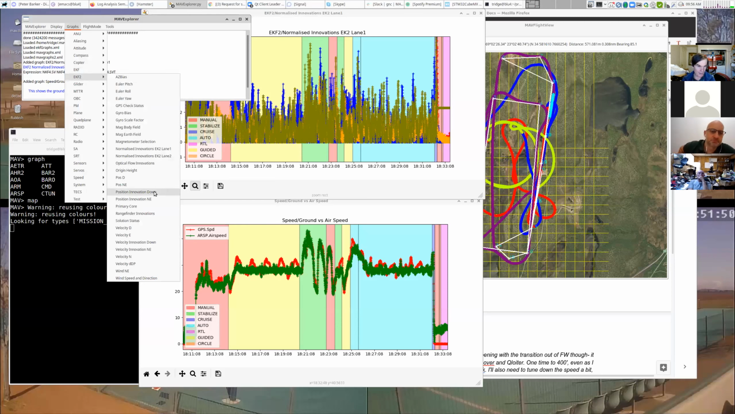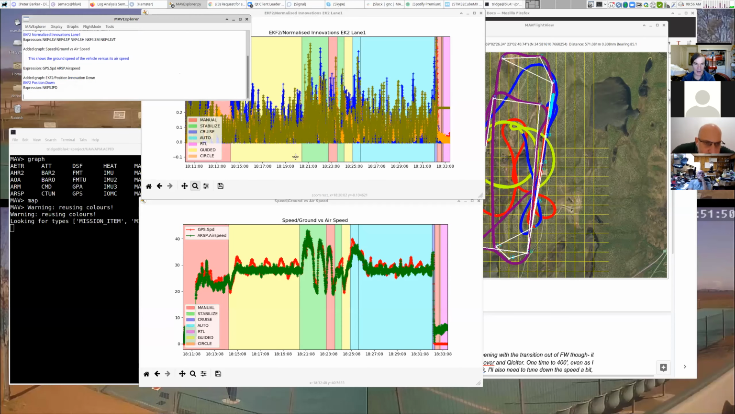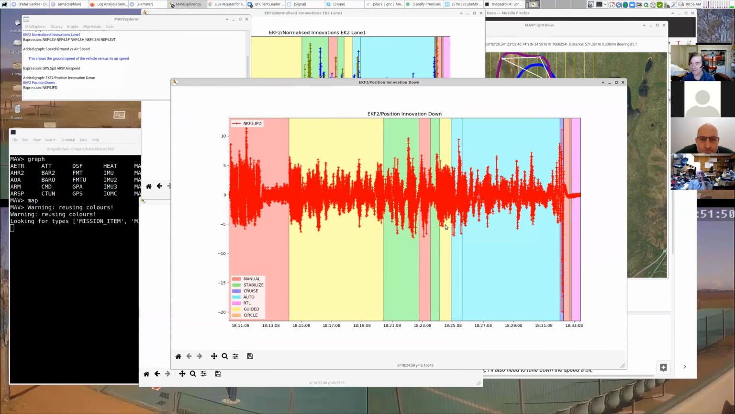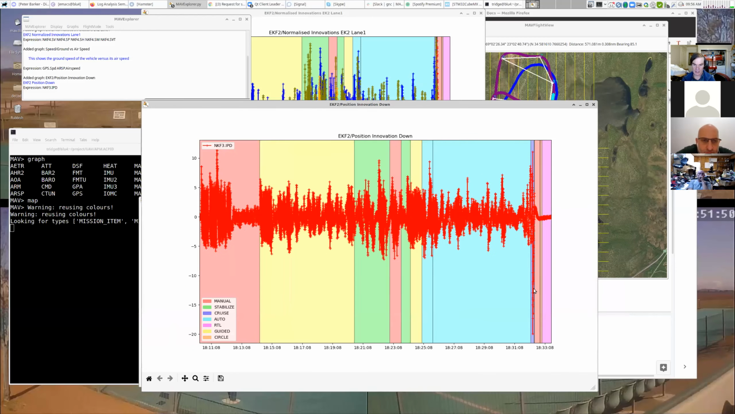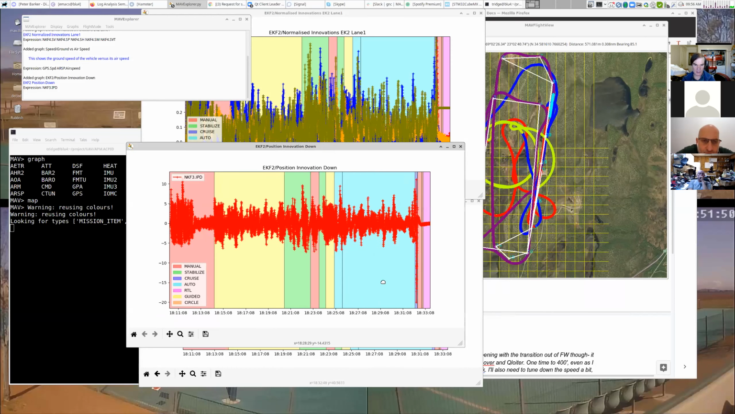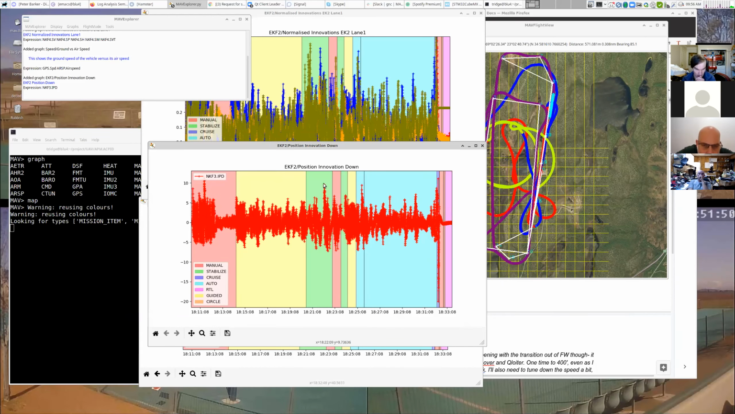And we can go and have a look at them in SI units. If we have a look at the position down innovation, so the EKF is, you know, upside down. So it shows it's north, east, down. So it measures innovations in the down direction. So this is the innovation position down, and this is in meters. So we're seeing some quite significant innovations here. So we're seeing innovations getting up towards, you know, 9.7, so getting up towards 10 meters of height innovation here.